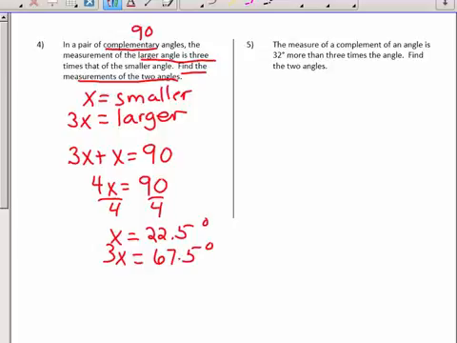All right, number 5, the measure of a complement of an angle, so we're talking about 90, is 32 more than 3 times the angle. Okay, you know what, we're going to save that one for class. That one's getting a little too wordy. We're going to save it for class.